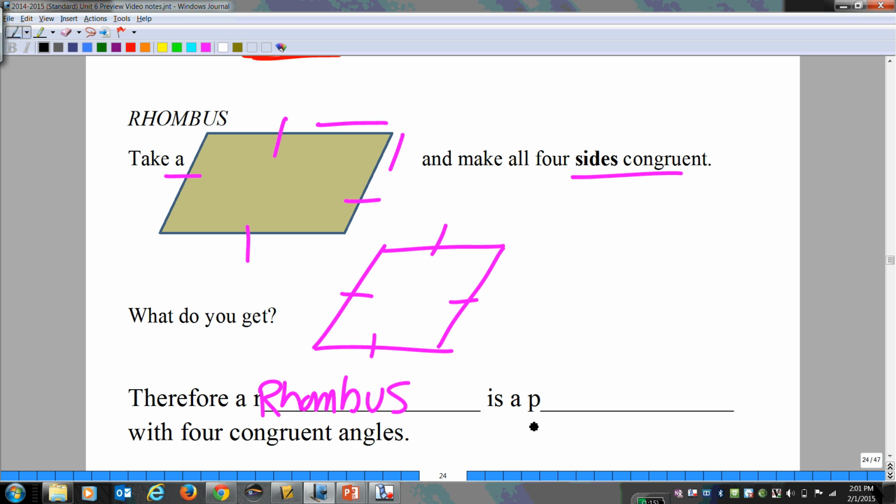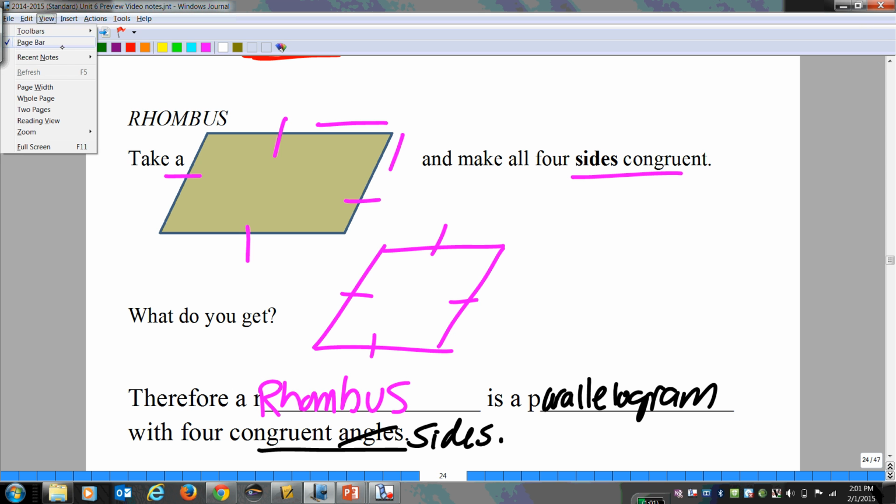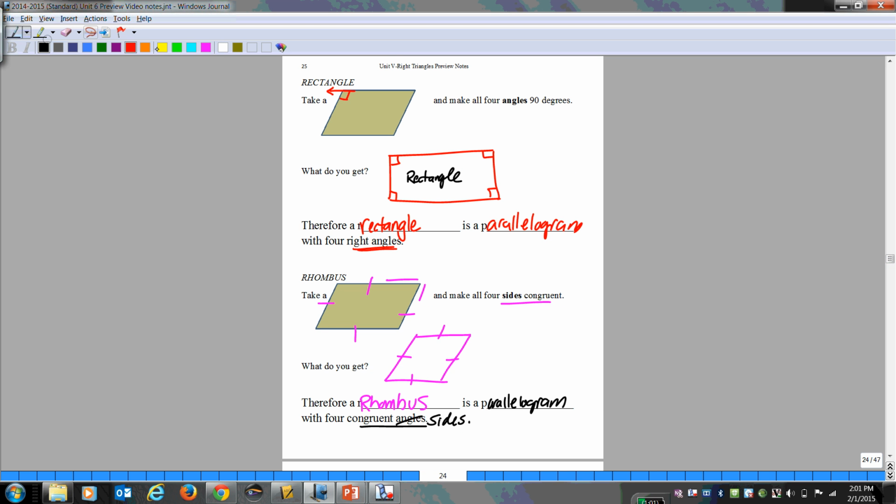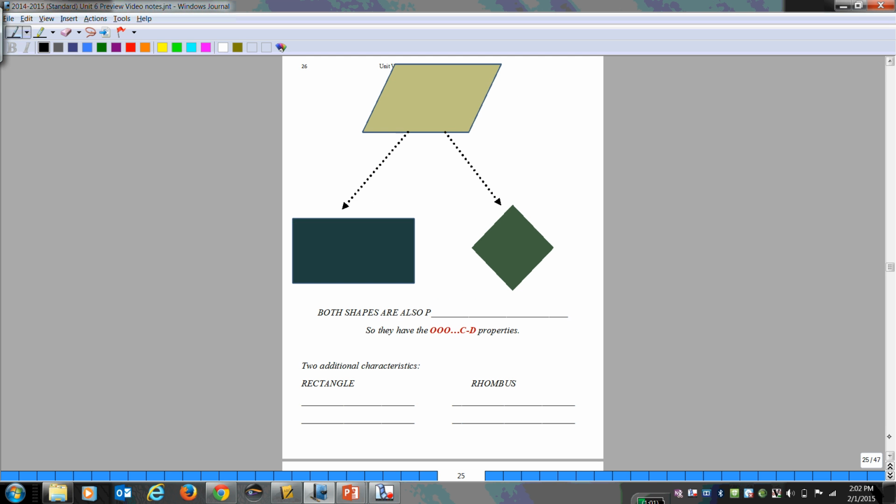Therefore, a rhombus is a parallelogram with four congruent sides. So let's recap this. If you have a parallelogram with four right angles, you have a rectangle. If you have a parallelogram with four equal sides, you have a rhombus. So you start with the humble parallelogram.